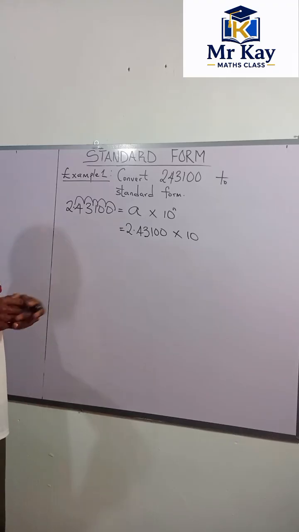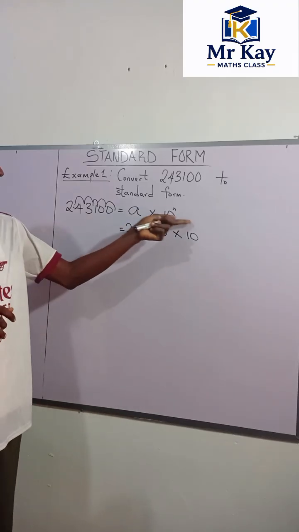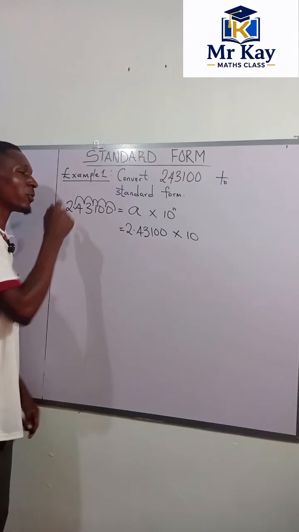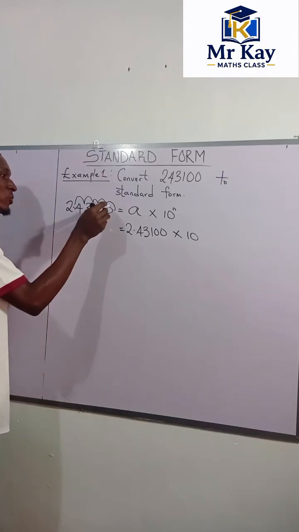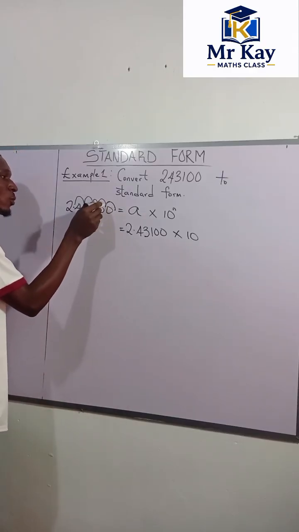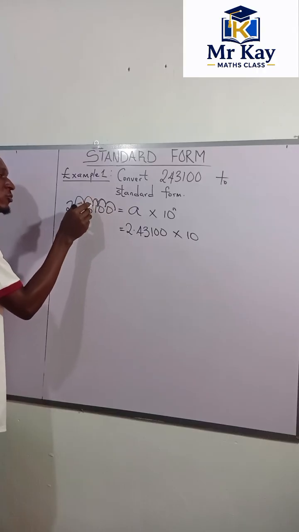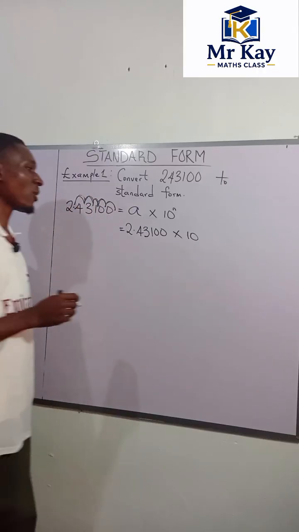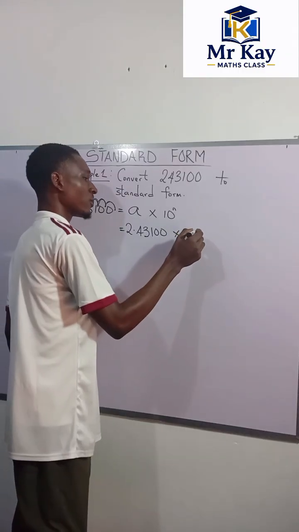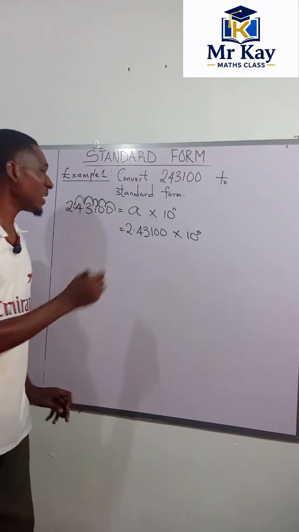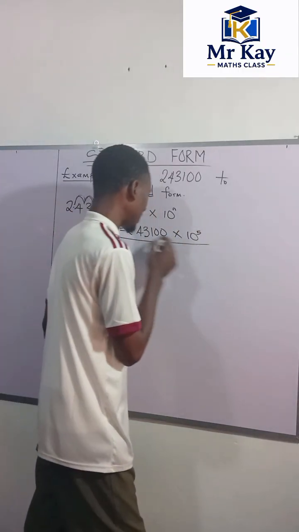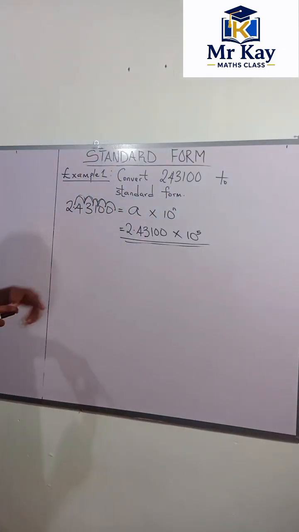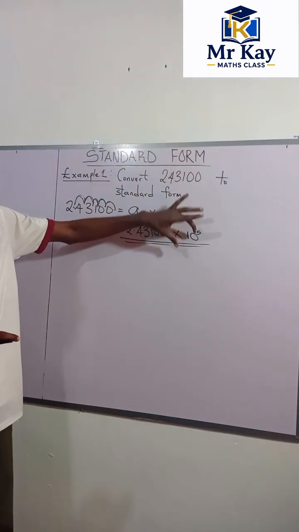So after you do that, for you to know the power of your 10, you are going to count how many times you have moved the point. How many times did we move it? Let's count. 1, 2, 3, 4, 5. Therefore, our power is going to be what? 5. And as simple as this, you have gotten your answer. You have just converted this number to standard form.